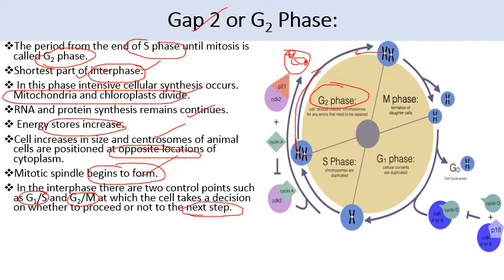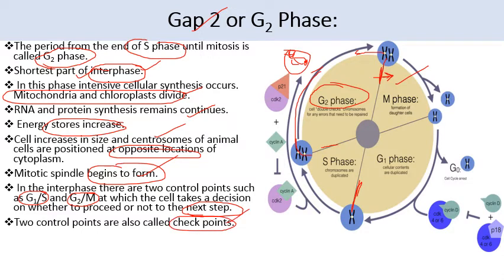So there are 2 checkpoints. First is between G1 and S phase, and second is between G2 and M phase. These checkpoints check whether everything the cell requires for cell division is complete. If they are complete, then it will allow the cell to enter into the M phase. Otherwise, it will stop the cell before entering into the M phase. So 2 control points are also called checkpoints.